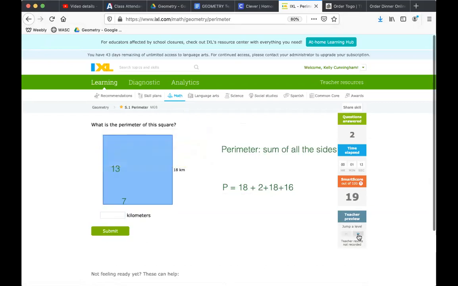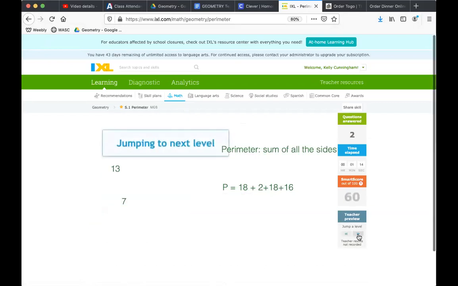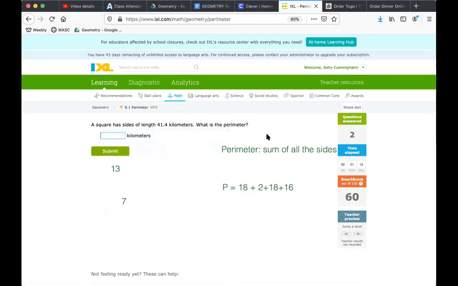Okay, we're going to skip ahead. Here they're obviously not giving you a picture, so then it's up to you. You can draw one or you can just think about it. So a square has side lengths of 41.4 kilometers.